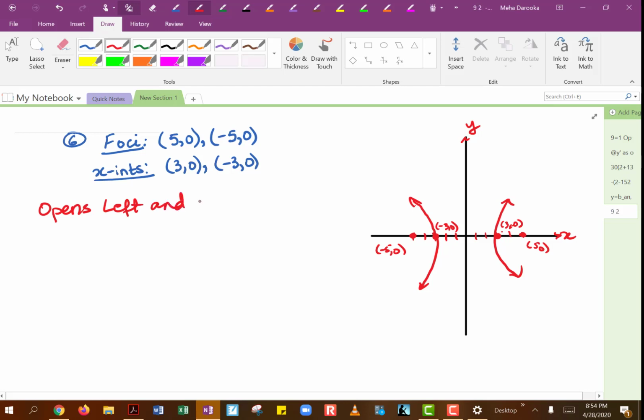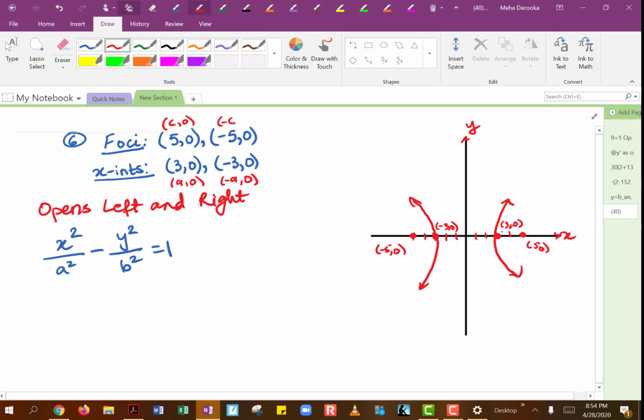So that means the general form of our equation again is going to be x squared over a squared minus y squared over b squared equals 1. Your x-intercepts will give you the (a, 0) and (negative a, 0) coordinates. Remember, your foci will give you the (c, 0) and (negative c, 0) coordinates. So we know a is equal to 3, which means a squared is going to equal 9.